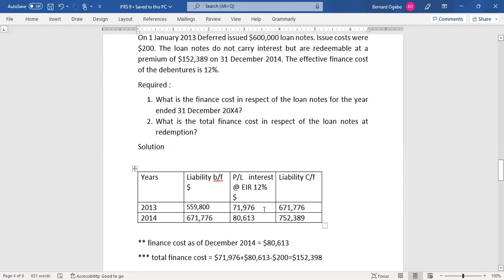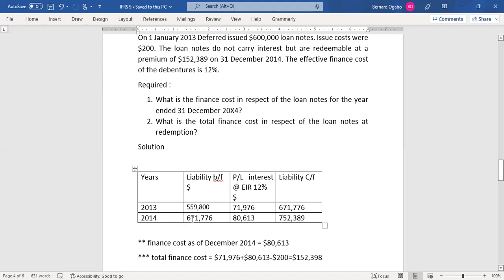to get 71,976. Now, I ordinarily would have taken out interest payable at the nominal interest rate, but here I do not have a nominal interest rate attached to this instrument, so I just keep it at the effective interest rate. So when you add 71,976 to 559,800, what does it give me? It gives me 671,776. Then the closing balance for year 1 becomes the opening balance for year 2.